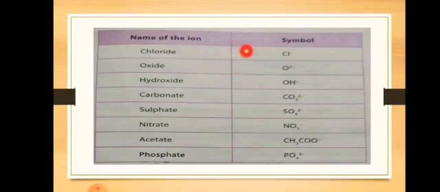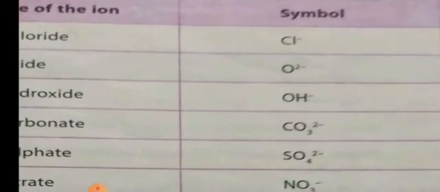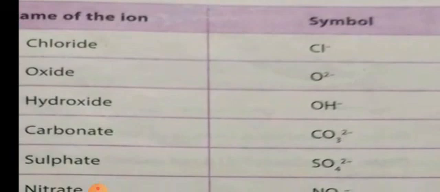Now the name of ion and symbol. Now here you can see different ions name has been given and these are negatively charged ions. See what is the difference? Chloride, it is Cl minus. Oxide, O 2 minus. Now you can see how the charge has been written. Oxygen can gain 2 electron, chlorine can gain 1 electron. Then OH minus, hydroxide, it can gain 1 electron. So you can see how this charge has been written.